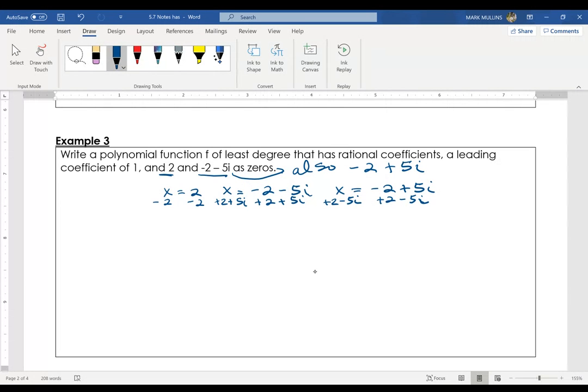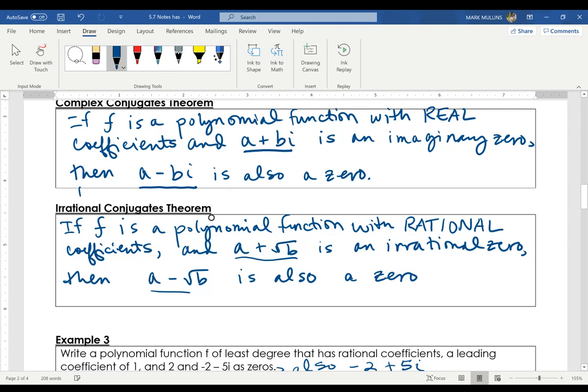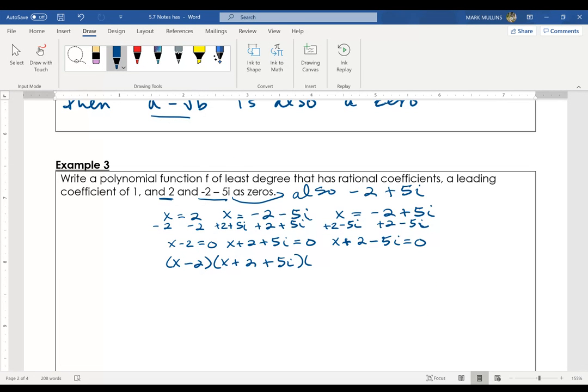So right now I have x minus 2 equals 0, x plus 2 plus 5i equals 0, and x plus 2 minus 5i equals 0. Then I'm going to multiply all three of them together. That's, like I said, zero product property backwards. So I have an x minus 2, an x plus 2 plus 5i, and an x plus 2 minus 5i. And when I multiply all three of them, I'm going to get 0.